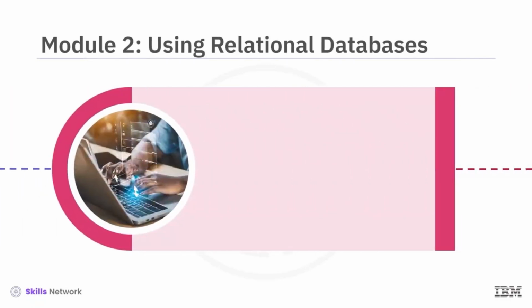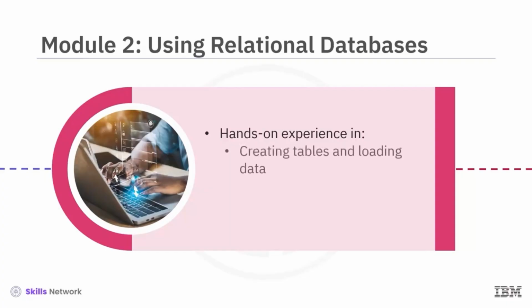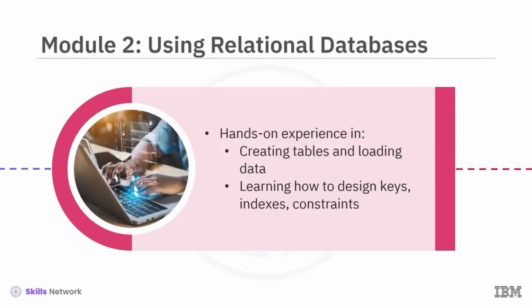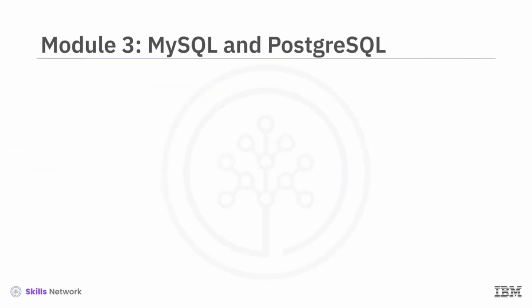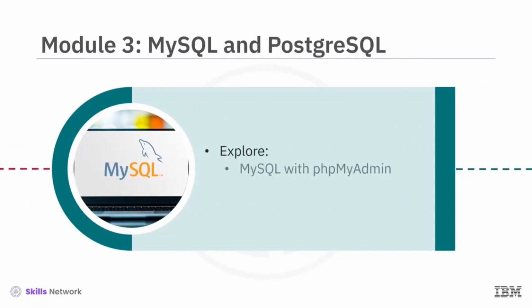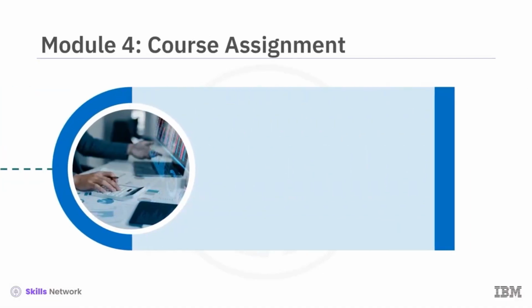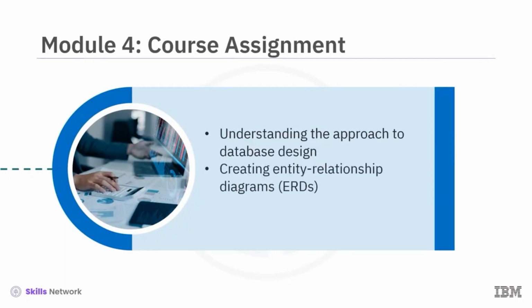In Module 2, you'll gain hands-on experience in creating tables, loading data, and learning how to design keys, indexes, and constraints efficiently. Module 3 provides a deep dive into MySQL with PHP-MyAdmin and PostgreSQL with PGAdmin, where you'll explore their detailed functionalities. Finally, in Module 4, you'll master the approach to database design, including creating entity relationship diagrams, ERDs, and embark on a final project that synthesizes all of your skills and knowledge.